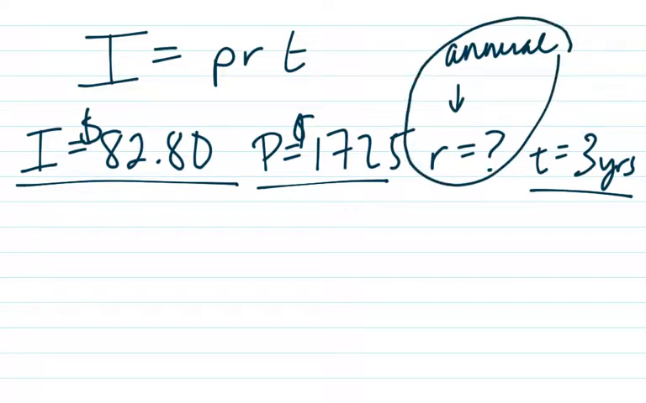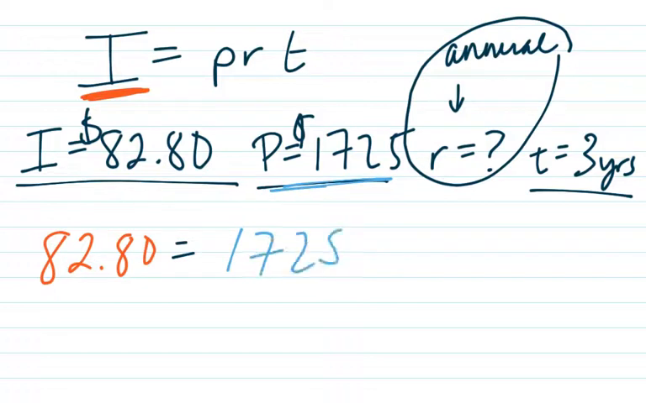If I replace each piece with what I know, interest, $82.80, equals the principal, which we know is $1,725, times the rate, which we do not know, but it's our annual rate, which means we're talking about years, and our time, which is 3 years.